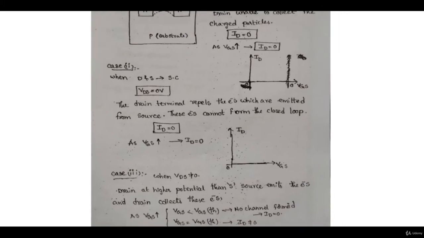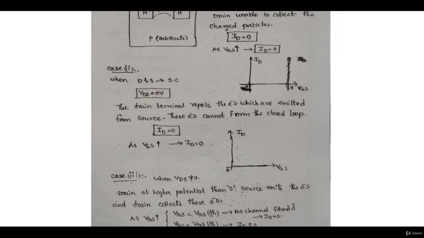If you see case 2, here also VDS is short circuit. The drain will not be connected to any positive voltage, it will be 0 volt, and the drain will repel the electrons which are emitted from the source, and the electrons cannot form the closed loop, hence ID will be 0. So as much as you increase the value of VGS, no use, and ID will be 0.